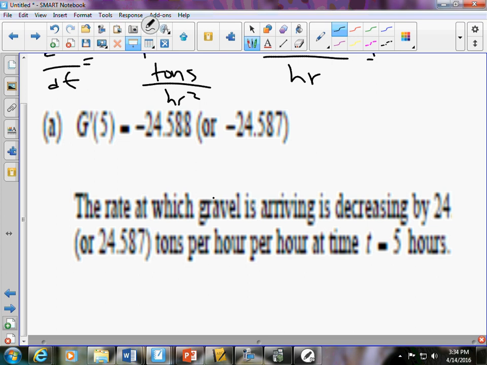Wait a minute. No, A says just find G prime of 5, so we used the derivative function to get it. Negative 24.588. The units are tons per hour squared. And as far as interpreting that, because we got the derivative was negative, that just means the rate at which it arrives is decreasing, because this is the derivative of that rate.